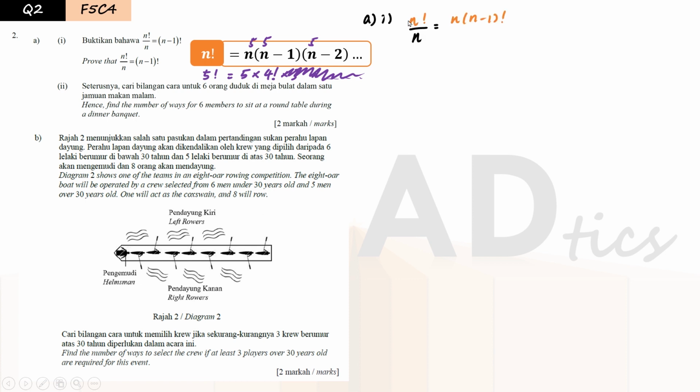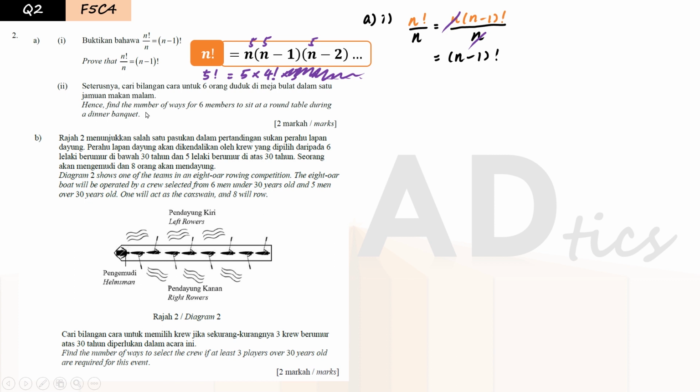Okay, from the n, I take out the n and I stop at n minus 1, as you can see here. Right? If I want to stop at n minus 1, then I just put a factorial at the back. And then I can cross off the n at the denominator. So here I can cross off, then I can prove the right hand side already, which is n minus 1 factorial.